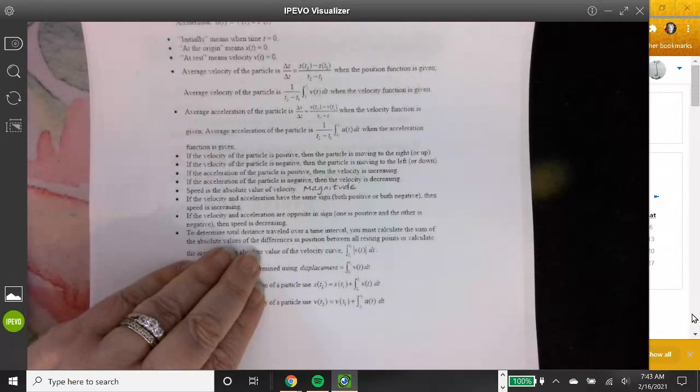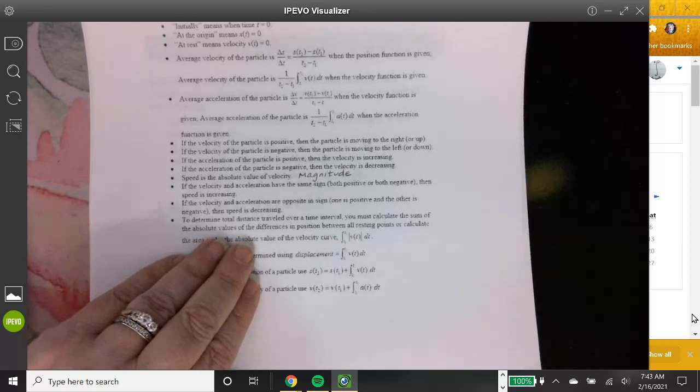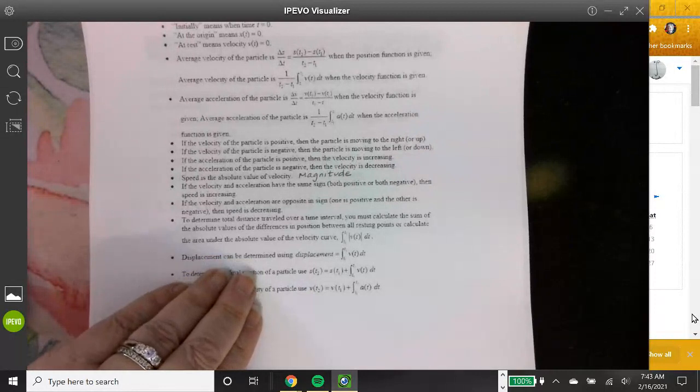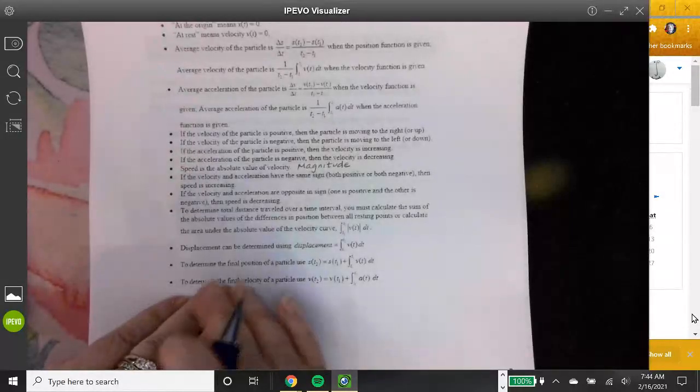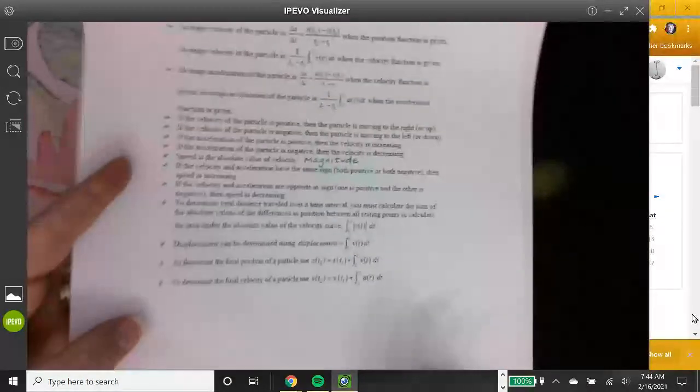Okay? So to determine the distance traveled over a time interval, you calculate the sum of the absolute values of the differences in position, so the net displacements, and you add them together. Okay? And I just went over how you find the final position and everything. All right, so let's do some examples. I think that's important.